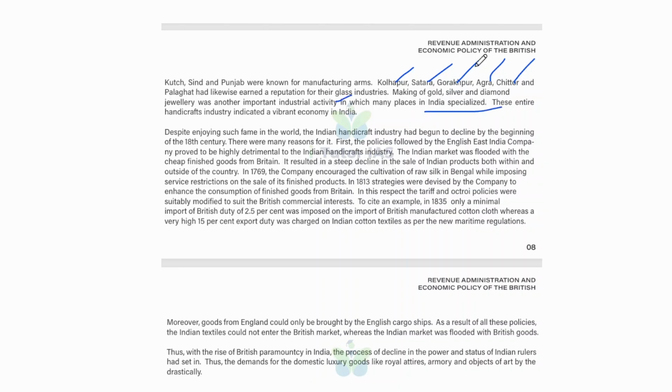Okay, you just note down these areas for your map study. And these entire handicraft industries indicate a vibrant economy in India.